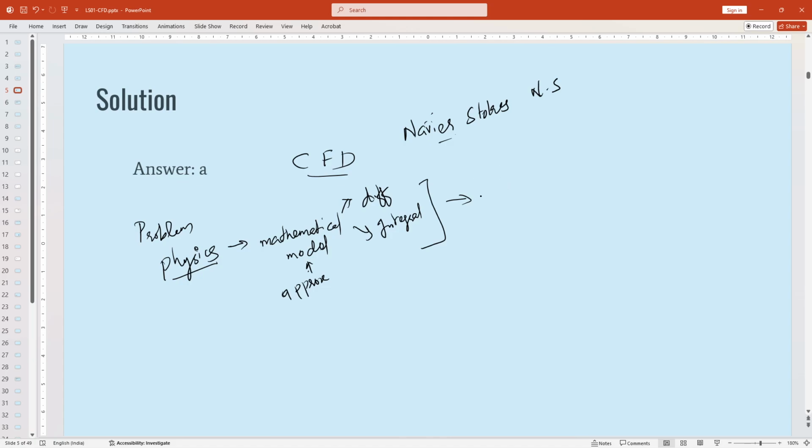Then this equation should be converted into algebraic equations, because a computer or computational process cannot do direct differentiation or integration. It can only add or subtract. So we have to convert these mathematical equations to algebraic equations. Then these algebraic equations have to be solved to get solutions. So this is the fundamental backbone of the CFD process.